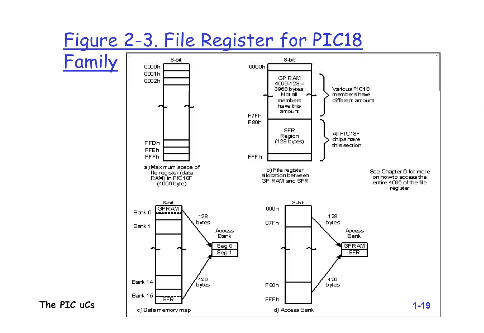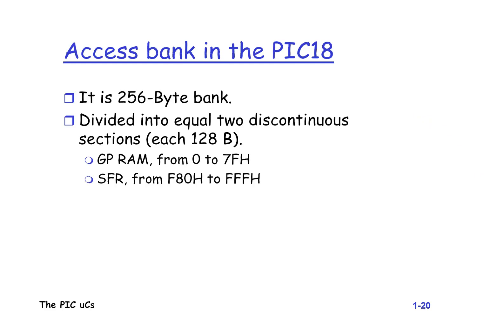As we discussed earlier, the access bank is constituted by concatenating part of the general purpose RAM and part of the special function register, where each of the subdivisions is of 128 bytes. The GP RAM is assigned the addressing from the beginning, from 0 to 7FH, and the special function register, since it's placed at the very bottom of the file registers, is assigned addresses that are at the very end of their addressable space.